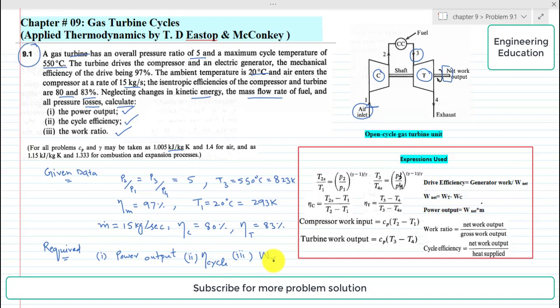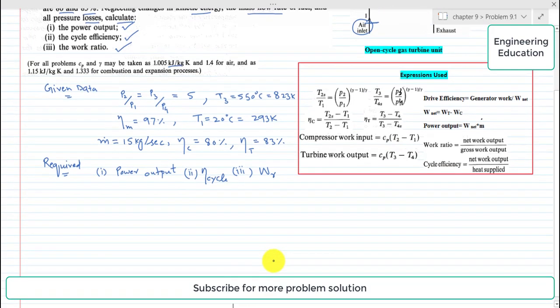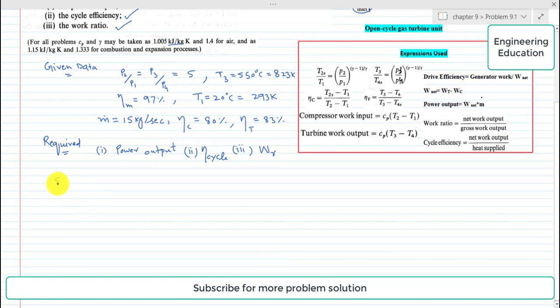So coming to the solution of this problem, with the help of these expressions we will find the missing temperatures, and once we find those missing temperatures, then we will be able to find the compressor work input, turbine work output, drive efficiency, net work, power output, work ratio, and cycle efficiency.